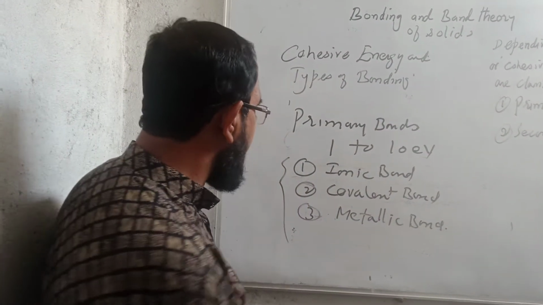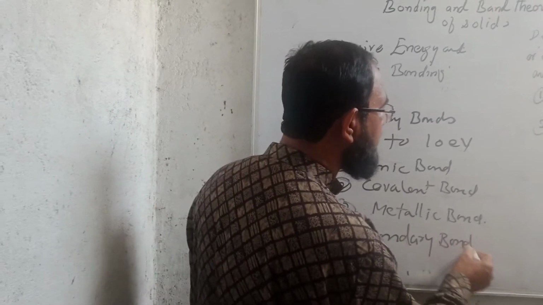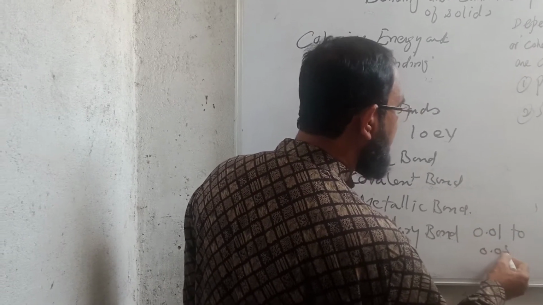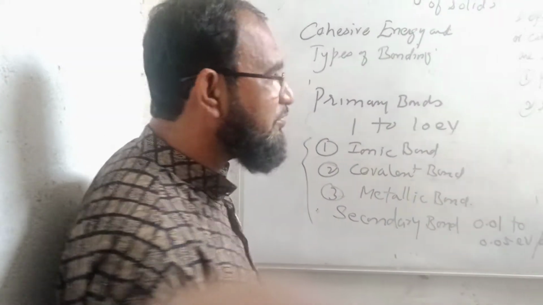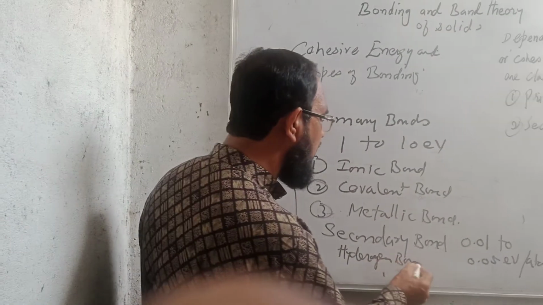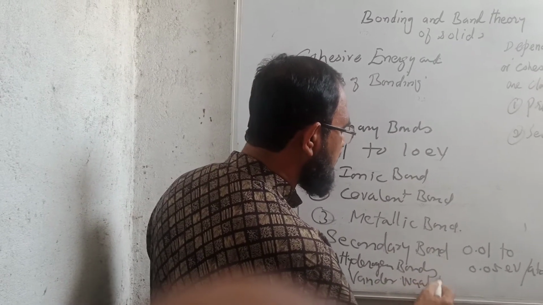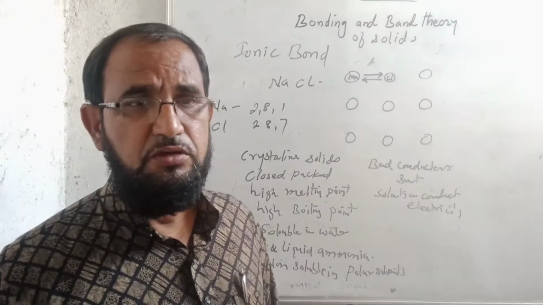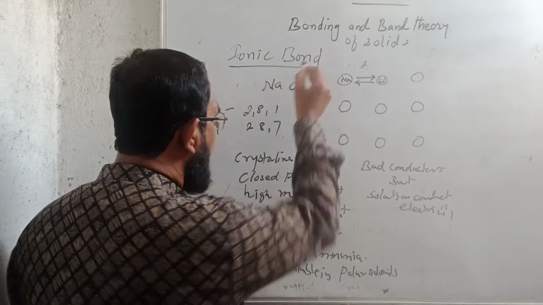Now in case of the secondary bonds, the cohesive energy is of the order of 0.01 to 0.05 electron volt per atom. Very low cohesive energy. And these types of bonds are hydrogen bonds or van der Waals bonds. So they possess very low cohesive energy. So let us study about the primary bonds, and in this the first bond is the ionic bond.